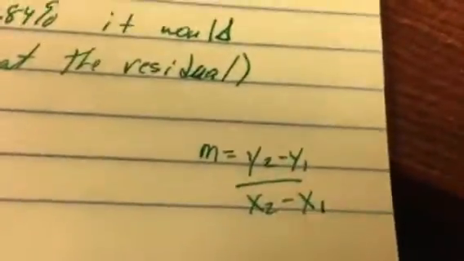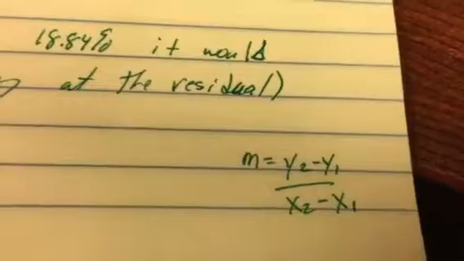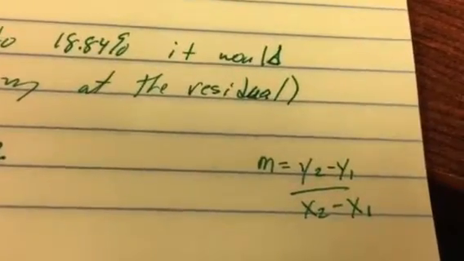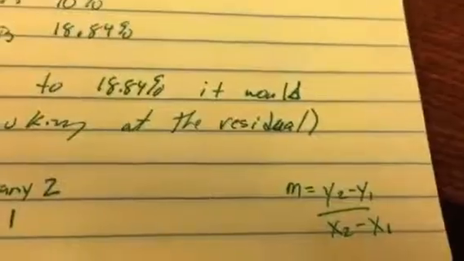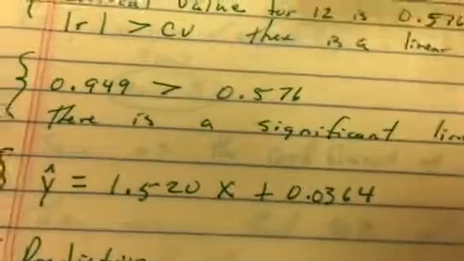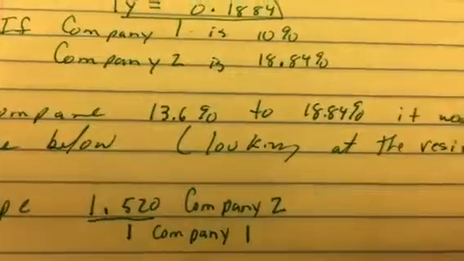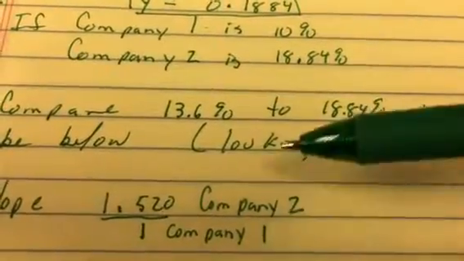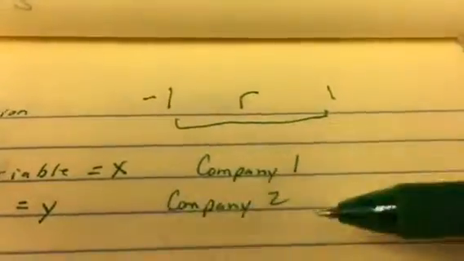Okay, next thing. Interpret the slope. This problem has a lot in it. It covers everything that we've done. So here we go. Let me review something. Slope is y2 minus y1 over x2 minus x1. So for slope, the numerator is the y's, the denominator is the x's. Going back to my equation, this is my slope, 1.520. So I'm going to write it over 1. Remember the bottom part is x, this is our y. My x is company 1, my y is company 2.